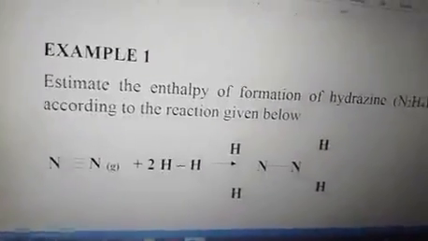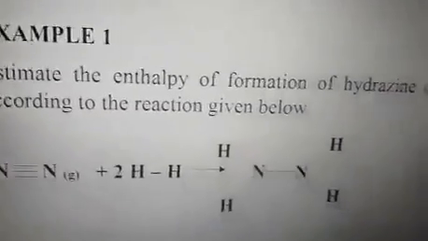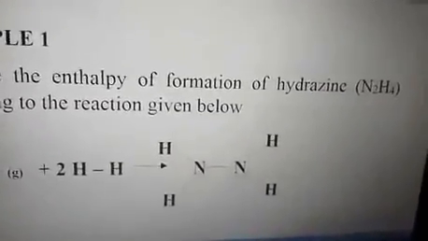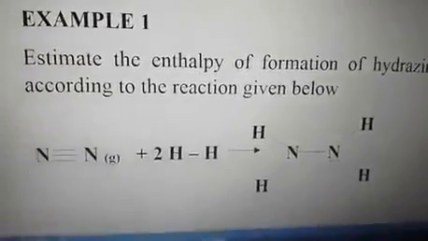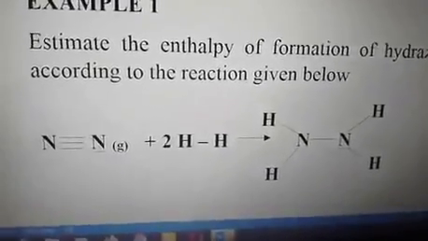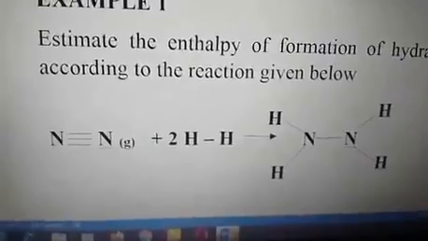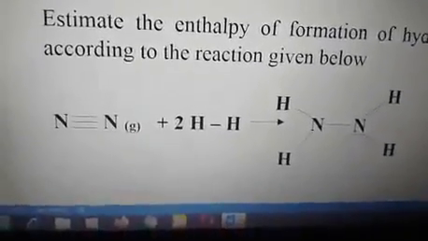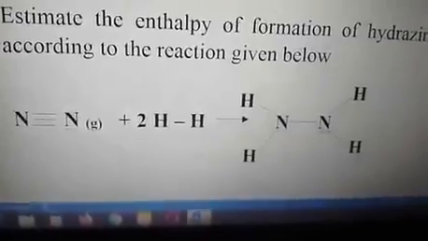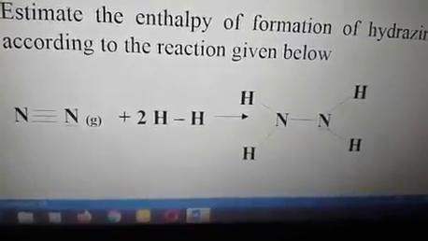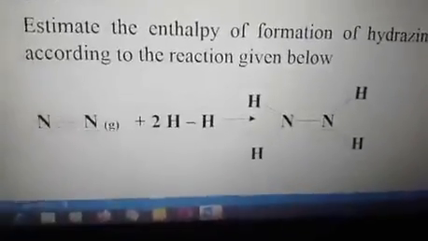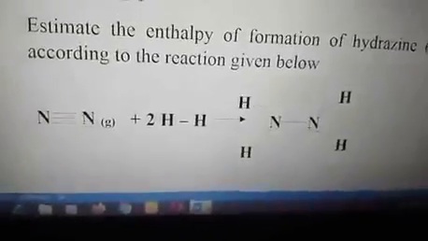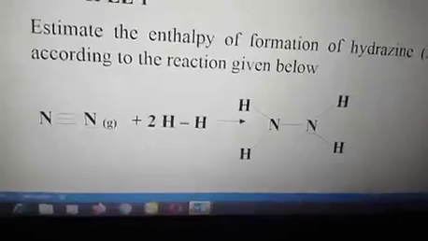So let's see how this works out. Example 1 says estimate the enthalpy of formation of hydrazine, N2H4, according to the equation or reaction given below. So we see the reaction showing a nitrogen molecule. The bond between the two nitrogen atoms is a triple bond, plus 2 moles of hydrogen. The bond between the hydrogen atoms in the molecule is a single bond, giving us hydrazine. So we're going to see how we can find the heat of reaction based on this equation.